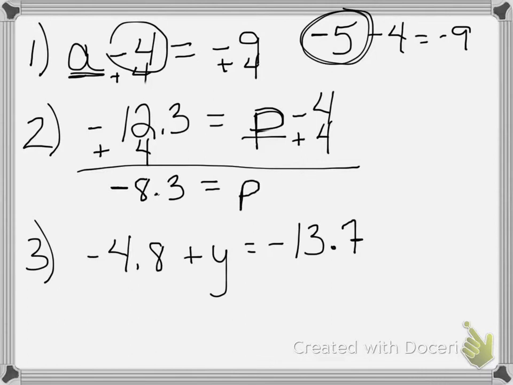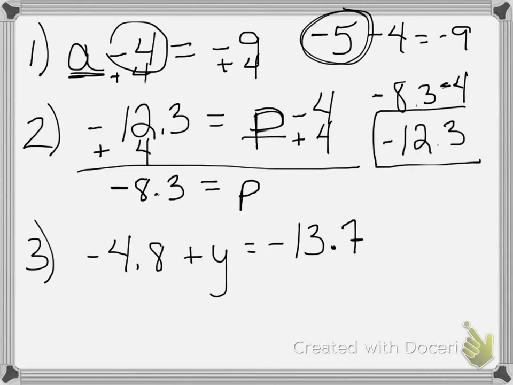Once again, I would plug that back in and check. -8.3 minus 4. Well, we know since we're subtracting that we just add them and keep that same sign. So -8.3 plus a -4 is -12.3. That is correct.